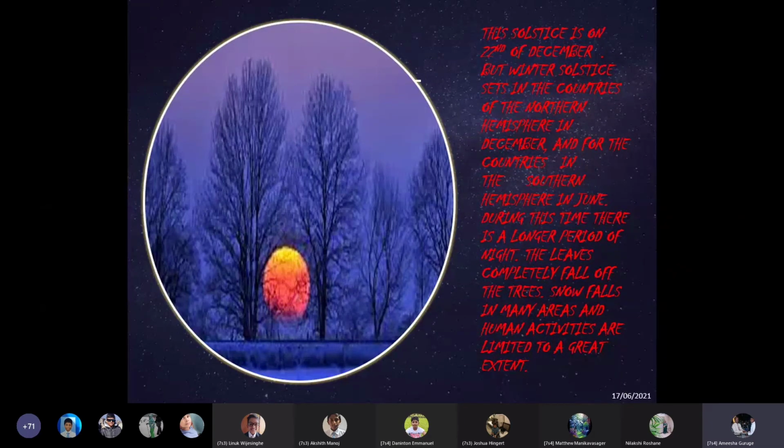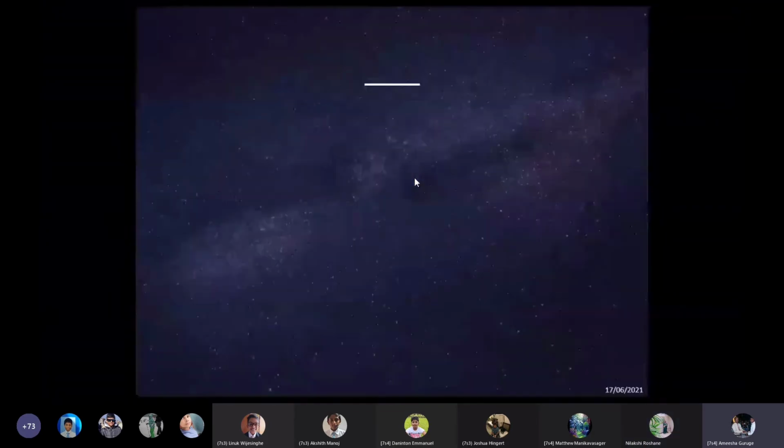During this time, there is a longer period of night. The leaves completely fall off the trees and snow falls in many areas, and human activities are limited to a great extent because, due to the snow, there will be many accidents. So I think you got an idea about the winter solstice. And now let's go to the second type of solstice, that is the summer solstice.